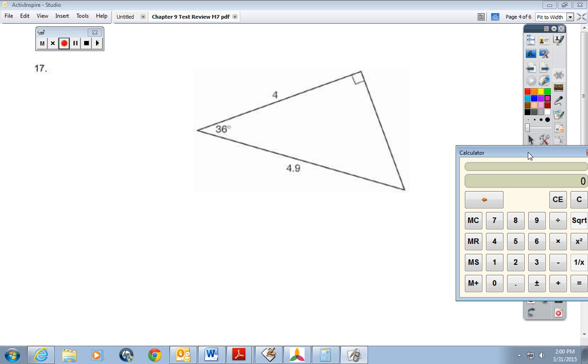Okay, every triangle, what do its angles add up to be? 180 degrees. Okay, so this is 90. This is 36 plus what equals 180? So if I took 180 and subtracted 36 and then subtracted 90, what's left over?